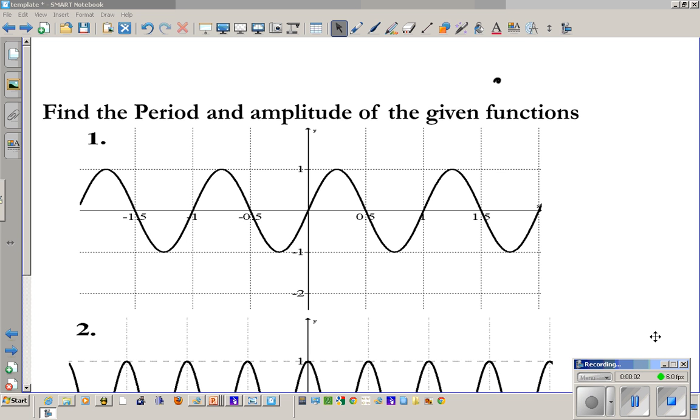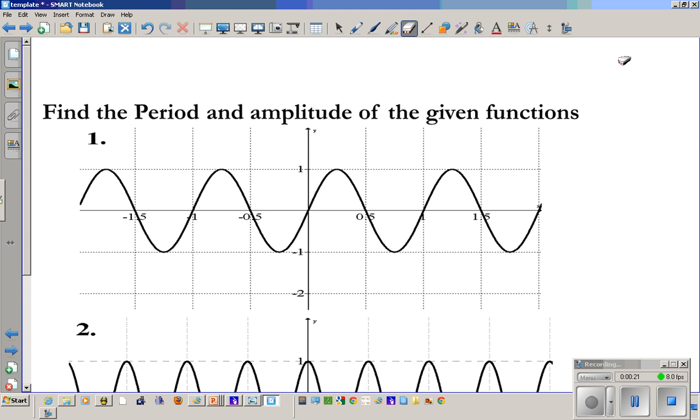Good day, students. In this clip, we're going to go over how to find the amplitude and period of trigonometric functions, okay? So let's take a look at these two examples, then we're going to try out some classwork problems. It says find the period and amplitude of the given function. So how do you find the period?